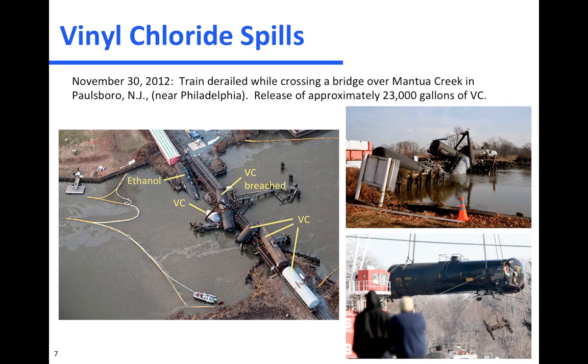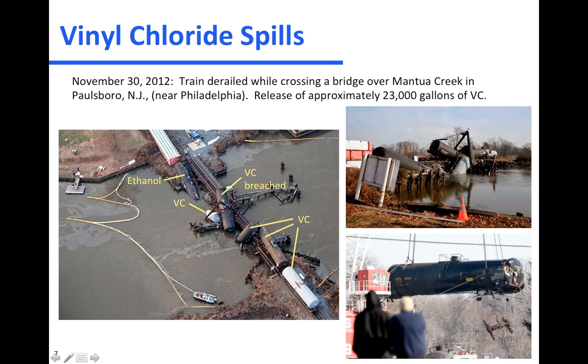So this is my example for a spill of vinyl chloride that happened 2 years ago now in November 2012. It's a train that derailed over a bridge, and the derailed containers, one of them broke, and VC leaked out of this container. And approximately 23,000 gallons of vinyl chloride were released. So you see here, this is this damaged container.